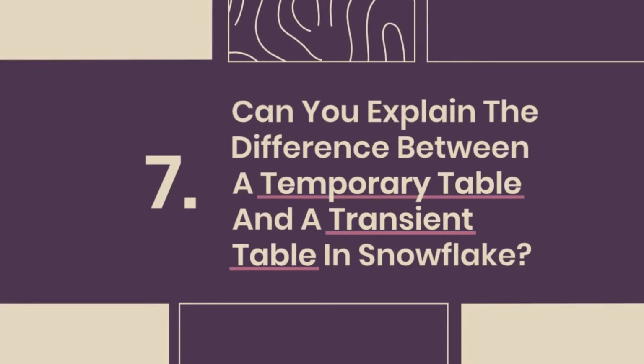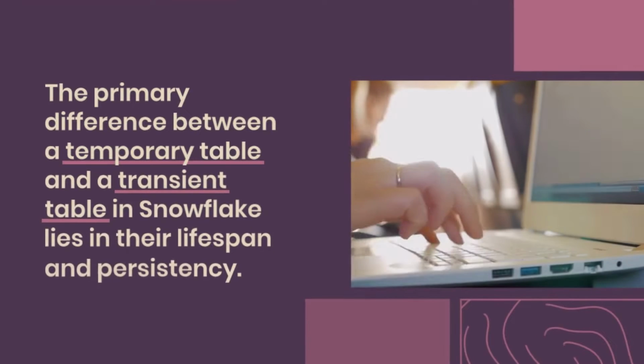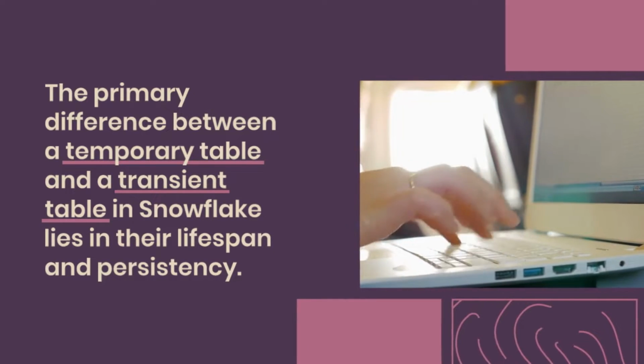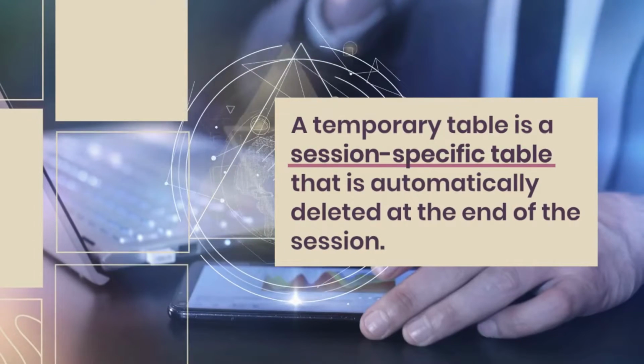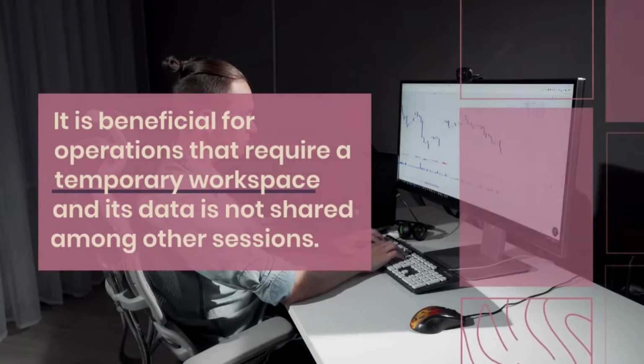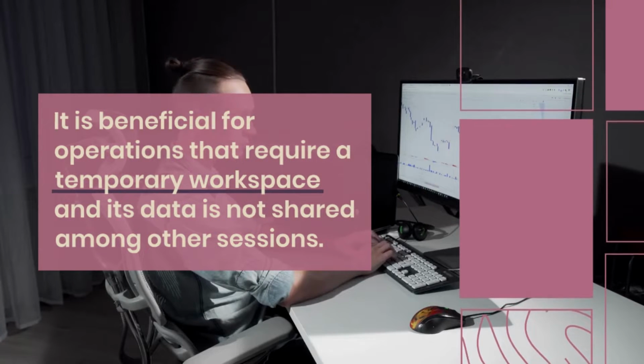7. Can you explain the difference between a temporary table and a transient table in Snowflake? The primary difference between a temporary table and a transient table in Snowflake lies in their lifespan and persistency. A temporary table is a session-specific table that is automatically deleted at the end of the session. It is beneficial for operations that require a temporary workspace, and its data is not shared among other sessions.